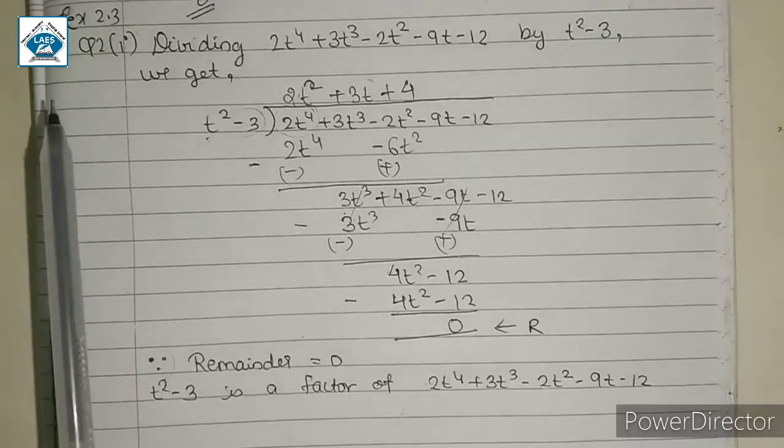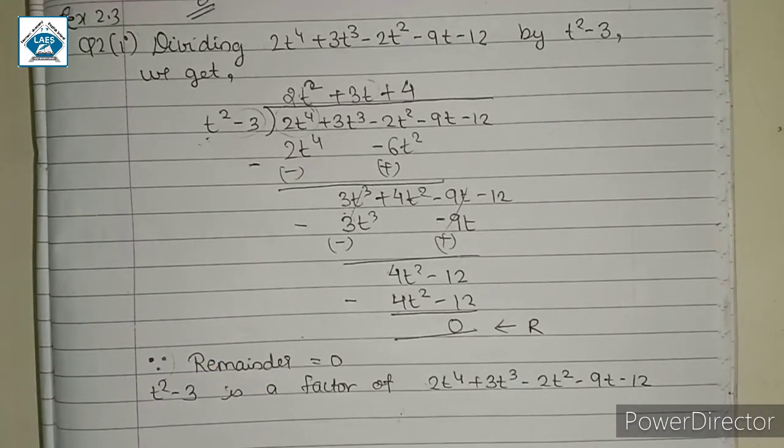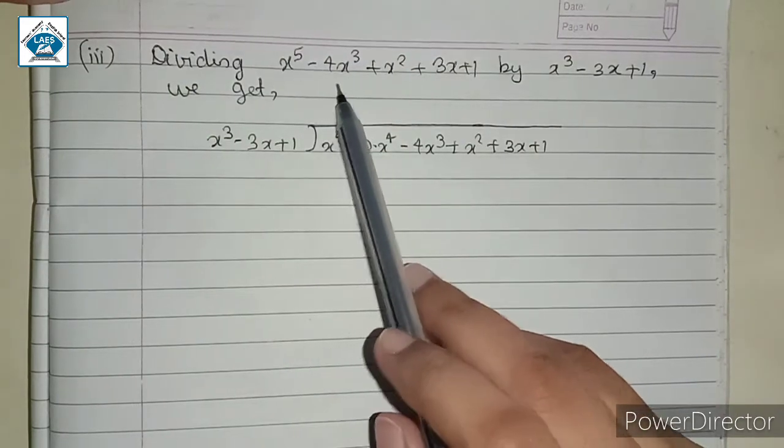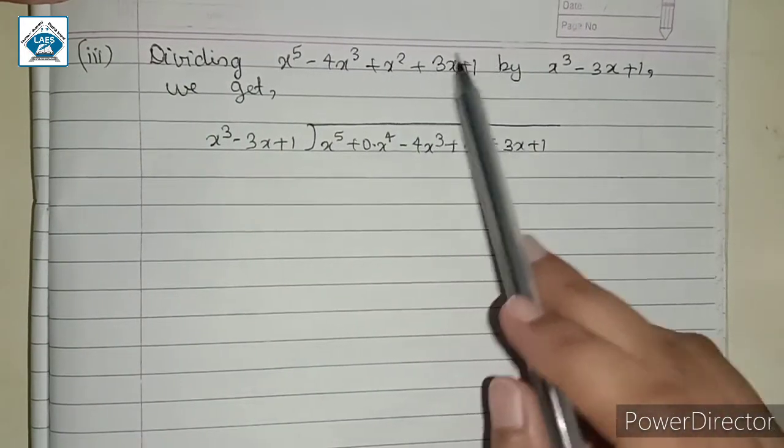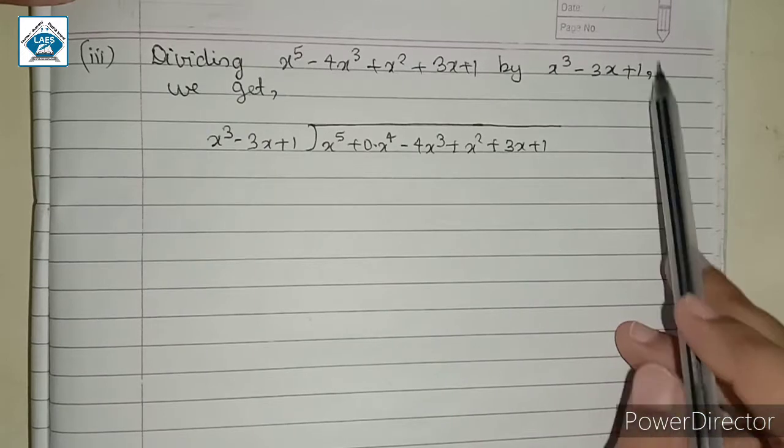Now the second sub question is similar to the first sub question. So I want you all to try question number 2 on your own. Let us proceed with question number 3. Here we have to divide x raised to 5 minus 4x cube plus x square plus 3x plus 1 by x cube minus 3x plus 1.